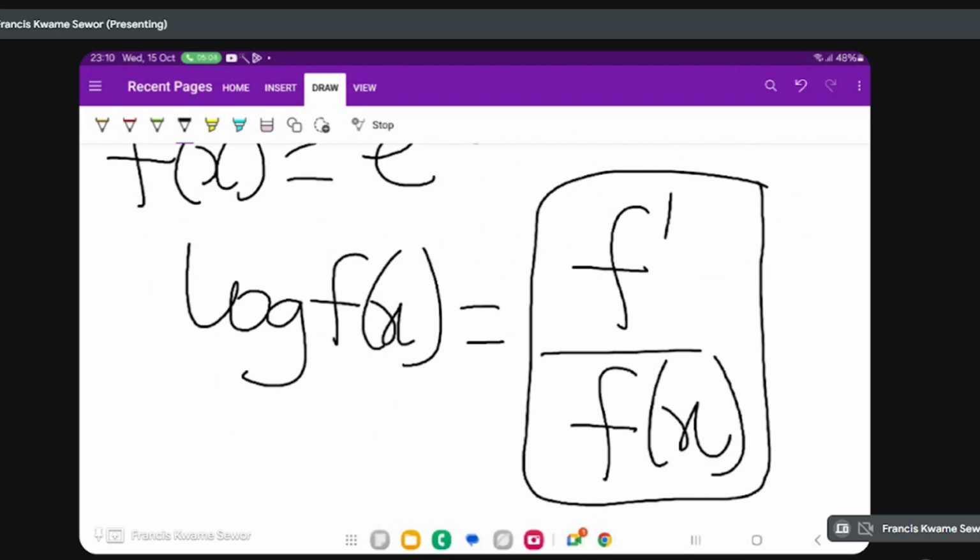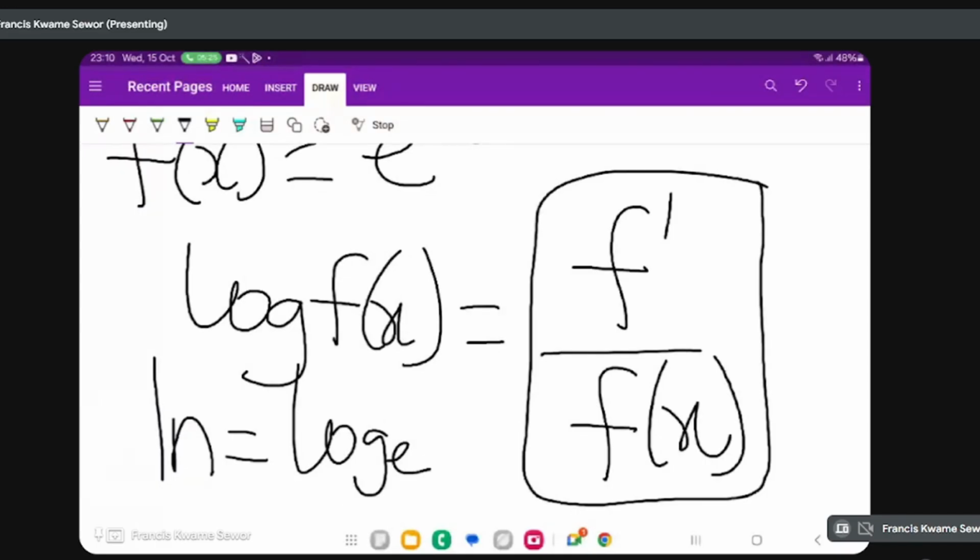Can you hear me? Yeah. Excuse me, please. So the log is the same as the ln? Yes. So ln is log to the base e. Okay, so it's the same thing.